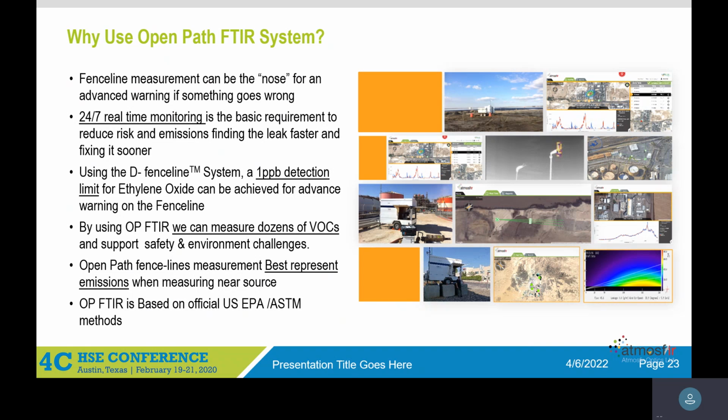Because the fugitive emissions are usually from offset, we must have monitoring that measures 24/7 in real time. We proved under accreditation that we can measure ethylene oxide with a 1 ppb detection limit. And with the same instrument, we can measure a lot of other compounds that can be emitted from that facility. It will improve the safety and the environmental challenges.